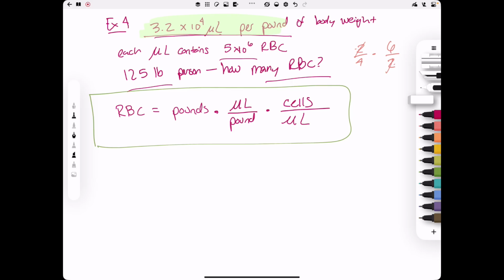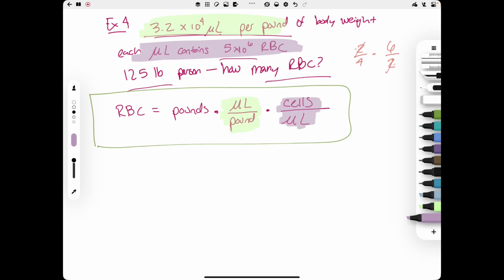Okay, so I highlighted in green this microliters per pound. That's going to fill in here. Each microliter contains 5 times 10 to the 6th red blood cells. Where does that go in here? Right there. So this is that whole cells per microliter. That will go in here, that number, right? And then a 125-pound person goes to pounds, so that goes here.